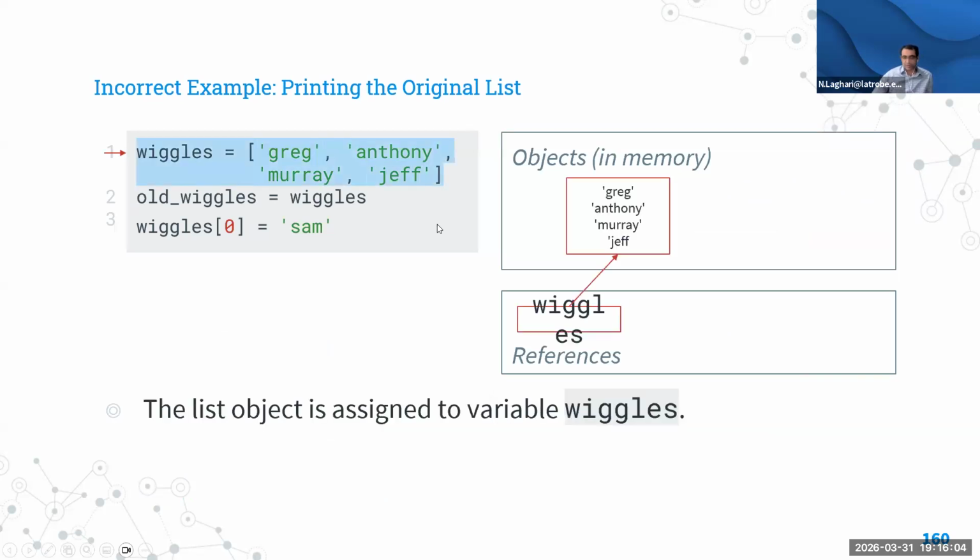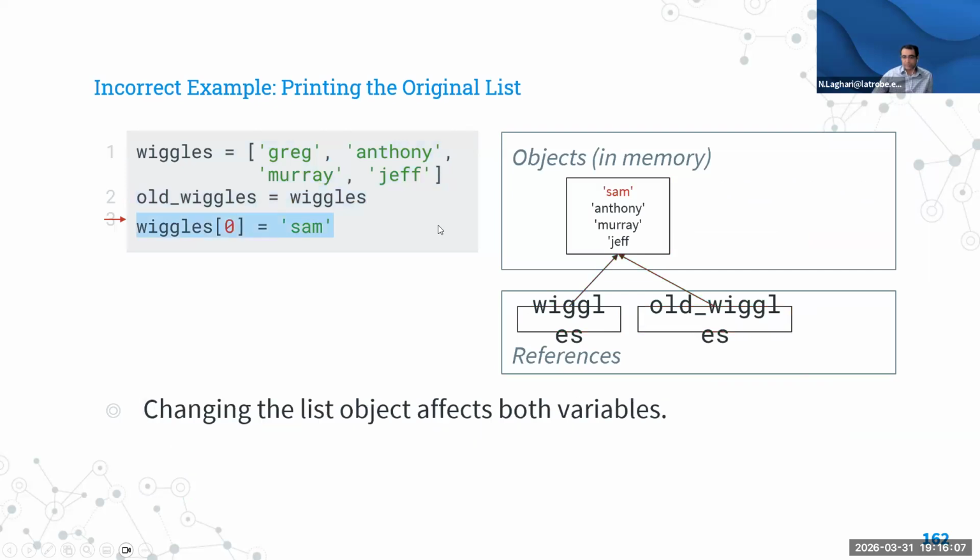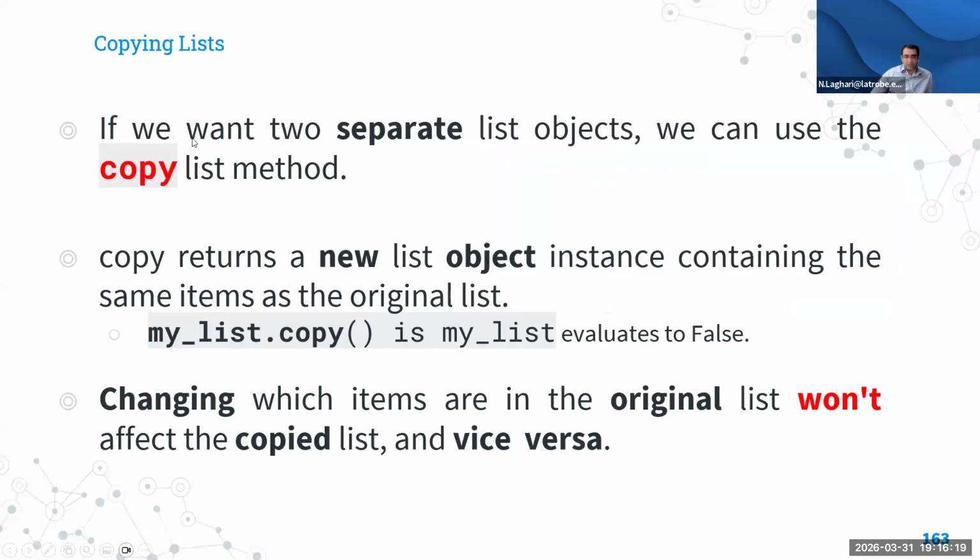So this is what is happening. Old Wiggles and Wiggles are both referring to the same list. And if we want separate list objects, we can use the copy method. If we actually want a separate copy of a list, then we use the copy method.